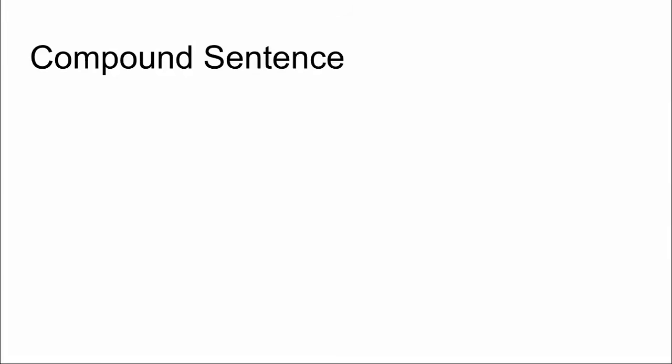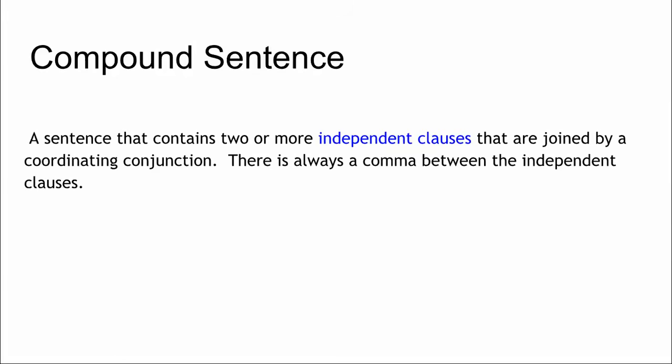Compound sentences. A compound sentence is a sentence that contains two or more independent clauses that are joined by a coordinating conjunction. There is always a comma between the independent clauses. I'm going to read that again to you more slowly. Think about the words as I read it. A compound sentence is a sentence that contains two or more independent clauses that are joined by a coordinating conjunction. There is always a comma between the two independent clauses.